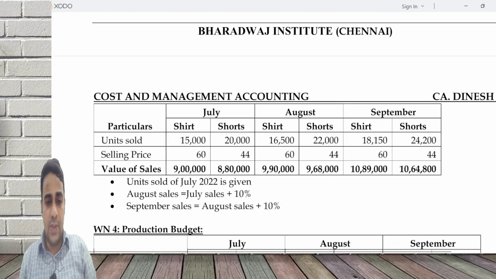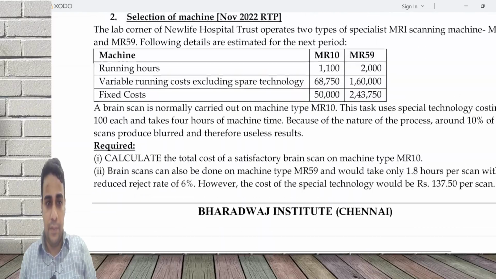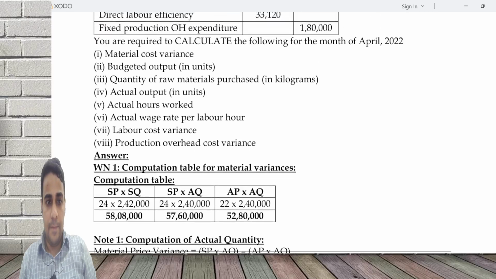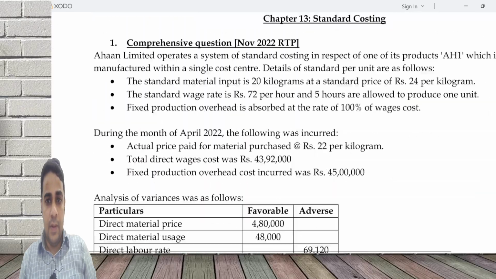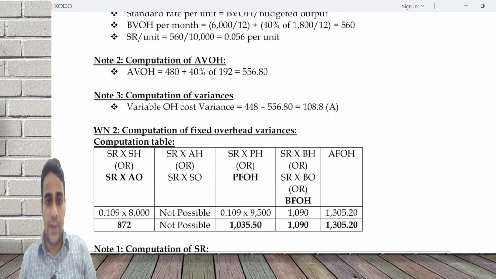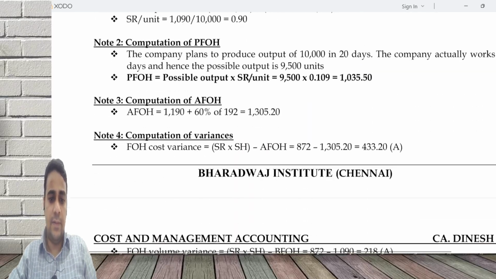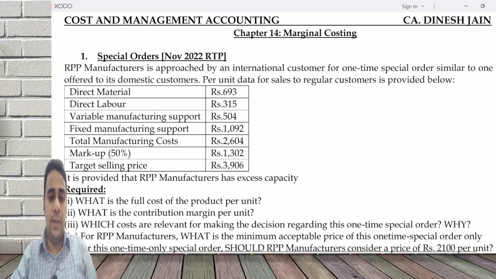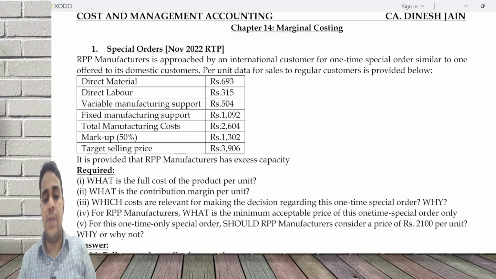I'll move to the next chapter now. We will do marginal costing questions now. We'll do marginal costing extra questions. Chapter 14. We will do marginal costing questions. Chapter 14. The extra questions of marginal costing.